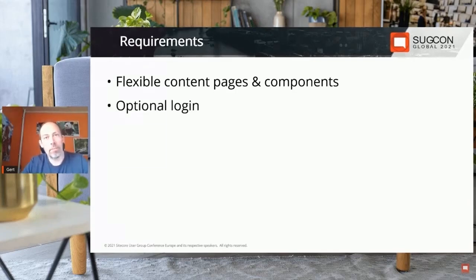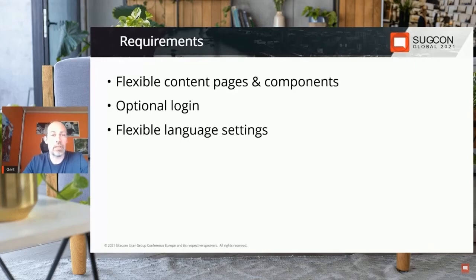Optionally, we need a login. So some of those websites might not be open to the full public and are, well, sort of hidden behind a login page. We need flexible language settings because our environment has quite a few languages already. And while not all those websites will contain all those languages. We might have one which is in English and French, we might then have one with English only. And who knows, maybe some of those websites would require new languages.